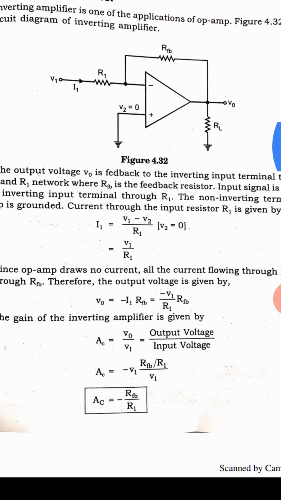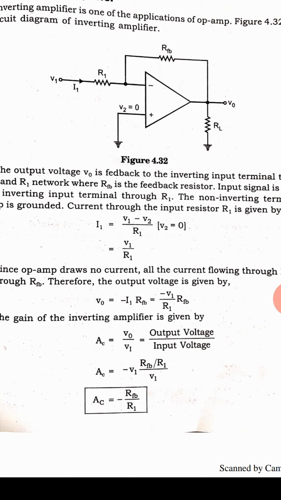Then coming to the output voltage, V0 is equal to minus I1 into RF, that means the feedback resistance. Substitute I1 from here as V1 by R1. Rearranging the expression, V0 is equal to minus V1 by R1 into RF.